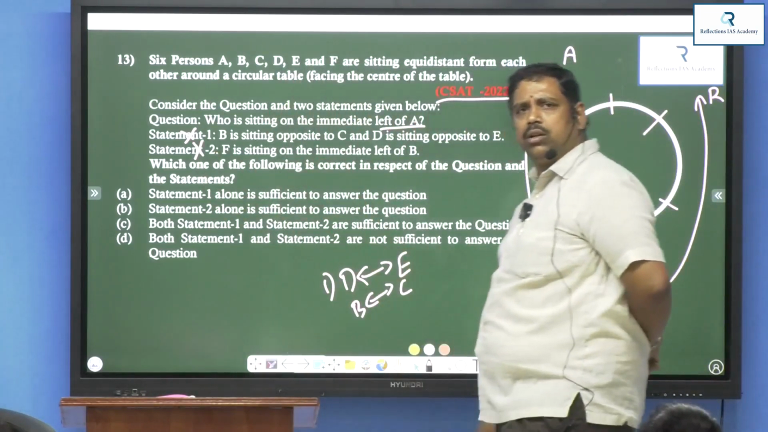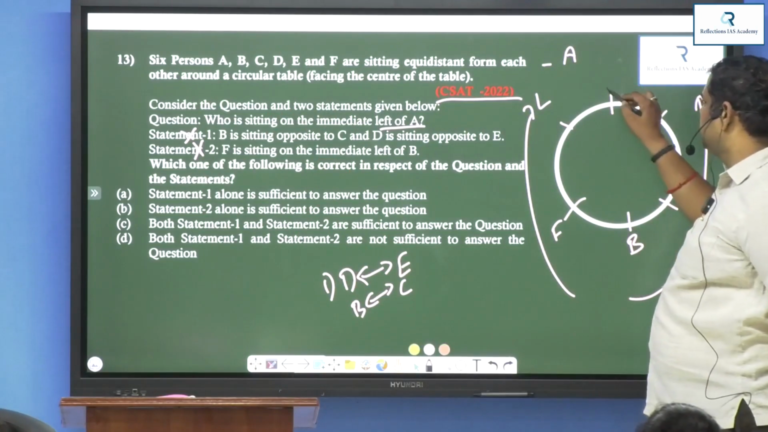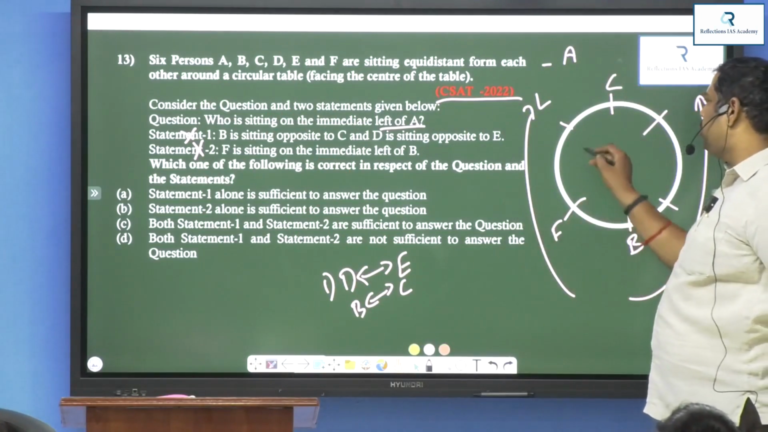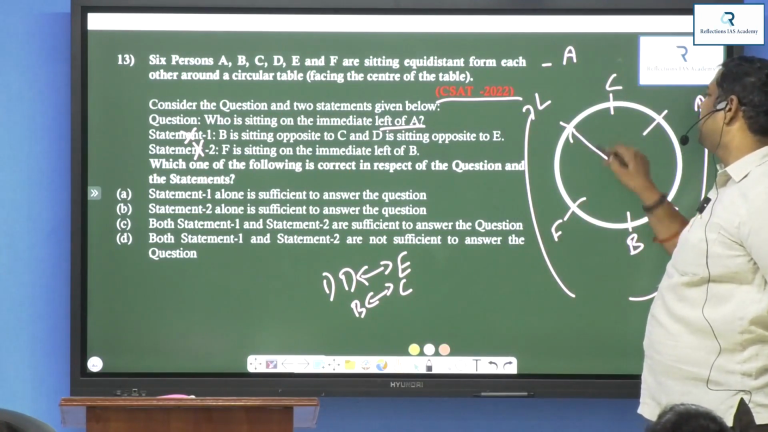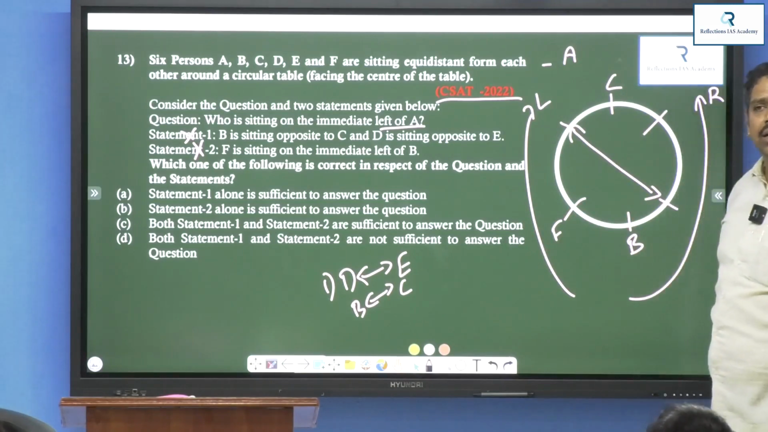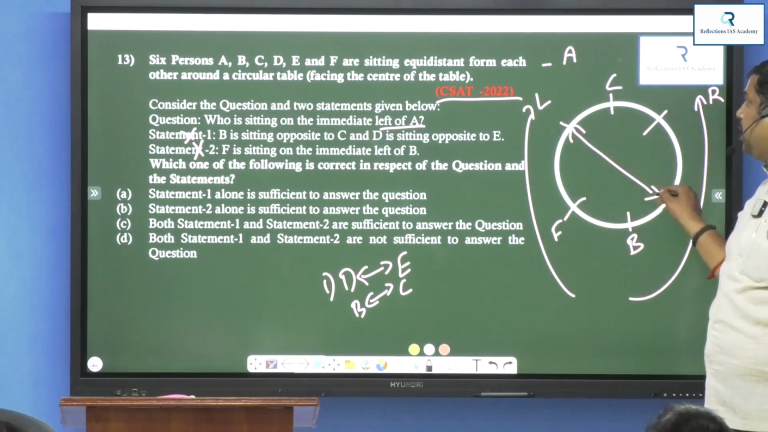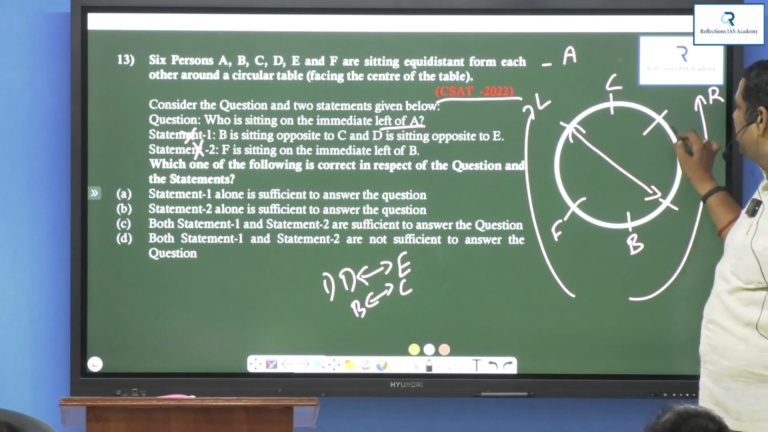Go with the combination. So B's opposite is C. D and E are opposite. That means that these two places are fixed for D and E. But I don't know D here or E here or something. I don't know. But sir, definitely A will come here.